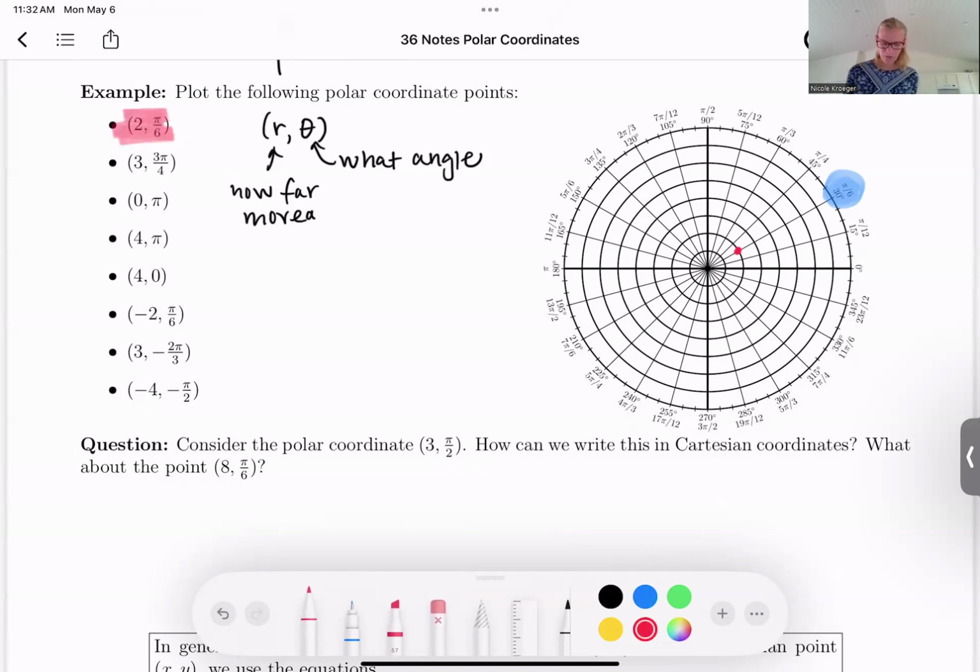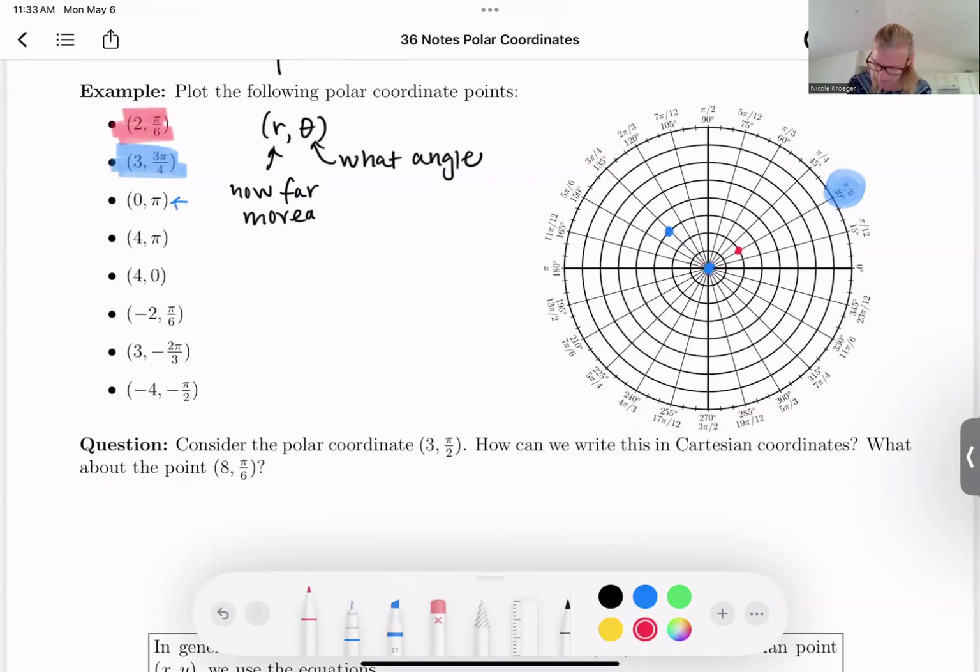Okay, so if I wanted 3 comma 3 pi over 4, 3 pi over 4 is along here. So I'm going to travel along that line 3 units. So I get 1, 2, 3. So that would be my point 3 comma 3 pi over 4. See if you can try some of these other ones on your own. 0 comma pi means I travel along the x-axis in the negative direction 0 units, which means that I don't move at all. So I stay at the origin or at the pole. So that one is my 0 comma pi.